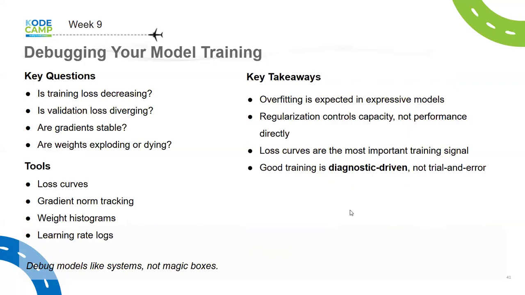So when you want to debug your training, maybe it's not converging or something, some of the key questions you want to ask. One, is the training loss decreasing at all? If training loss is not decreasing, then you are underfitting. You have a model that is not good enough for the data, right? That's the first question. Is validation loss diverging? If training loss is decreasing and validation loss is diverging, then you have overfit and you have a model that's too complex, or insufficient data.